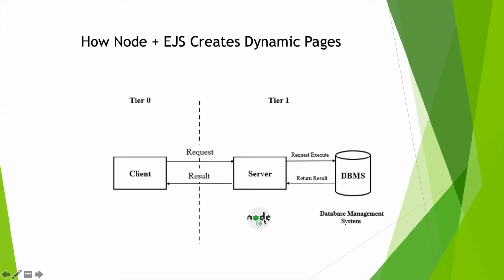So imagine that you have Node running over here on your web server, and you also have EJS. What Node can do is create an HTML page and then send it over to the end user. With EJS, we can do things like grab some records from a database and then inject them into the HTML page before we send it over to the client.